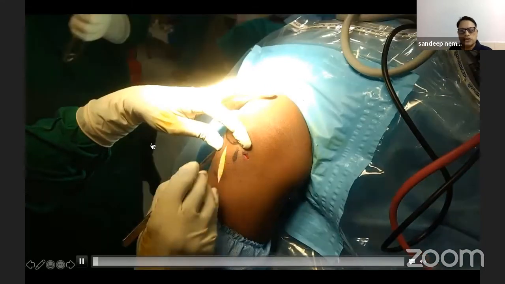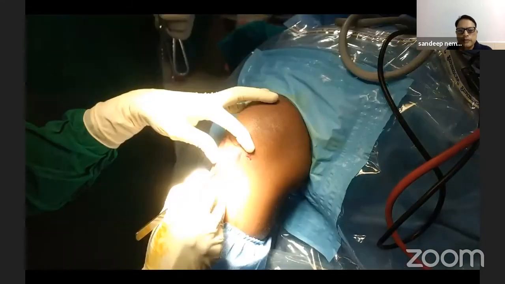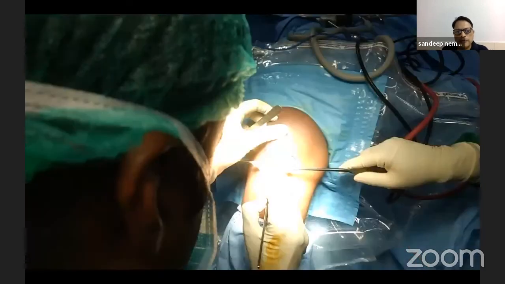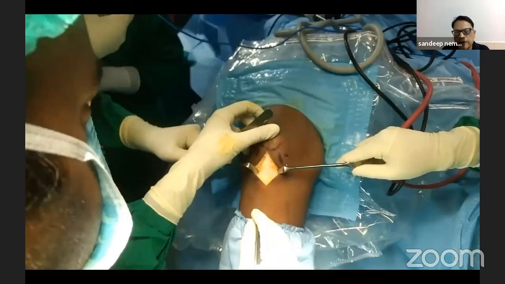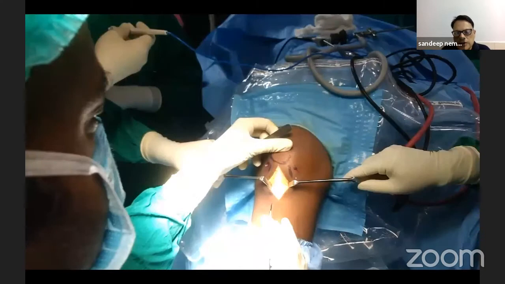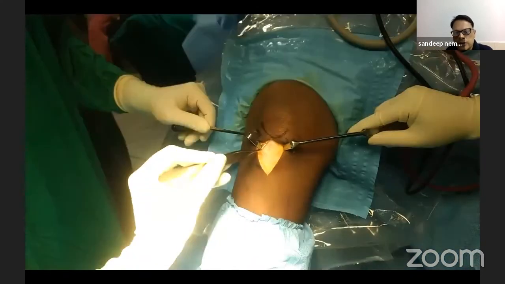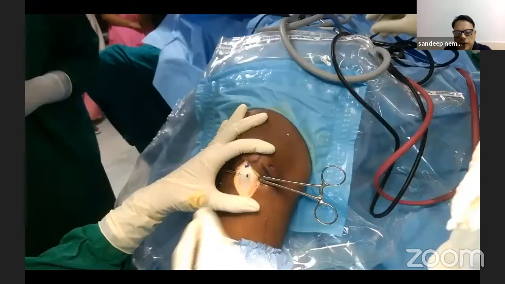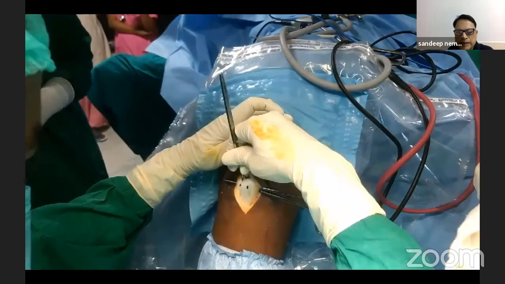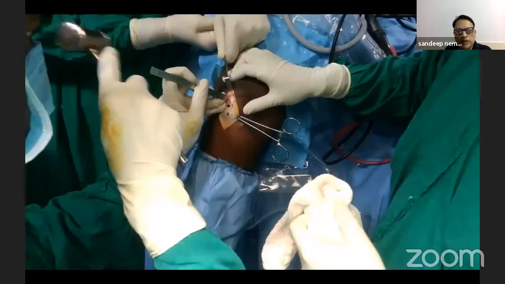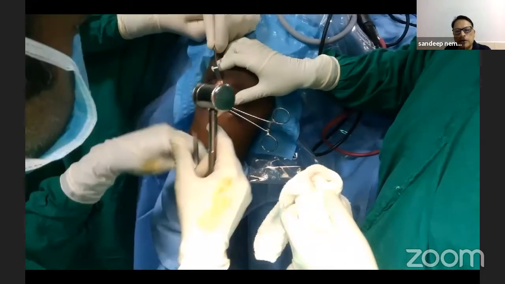Okay, so this is a short video of a minute or so. He prefers to give an oblique incision, then he identifies the paratenon and incises it. There you can see that he is approximating the paratenon. Then he marks the tendon with the help of ink, and then sharply uses a 10 millimeter blade.